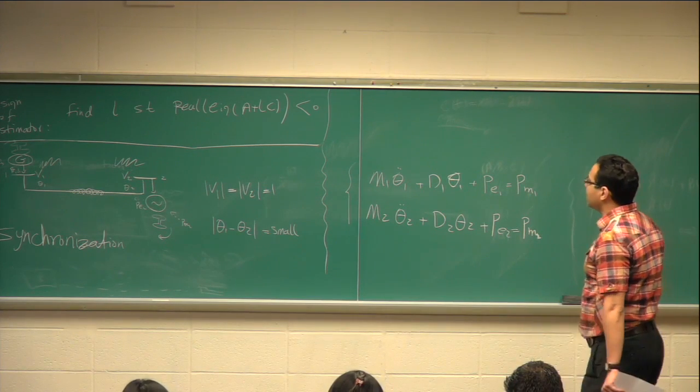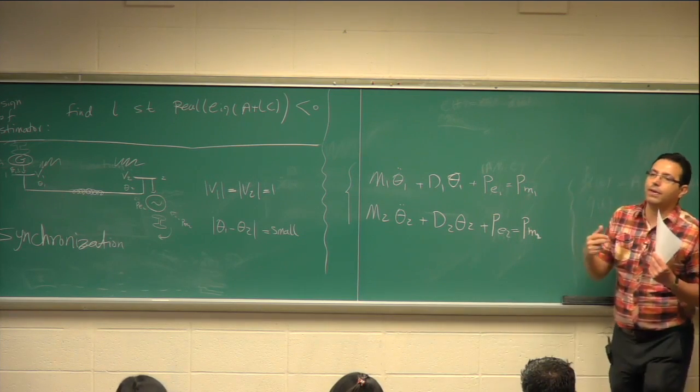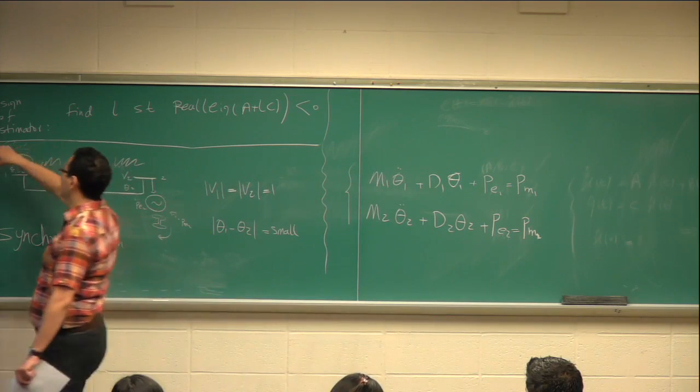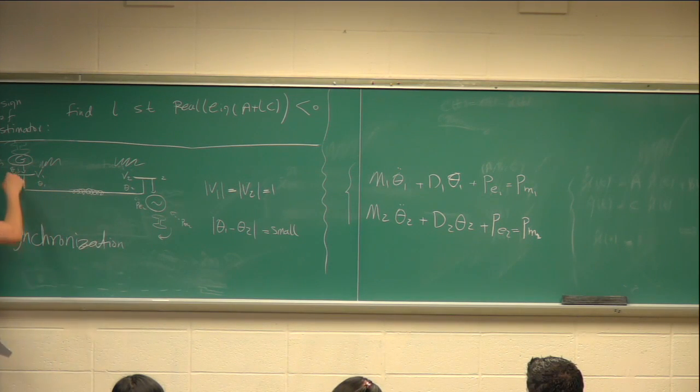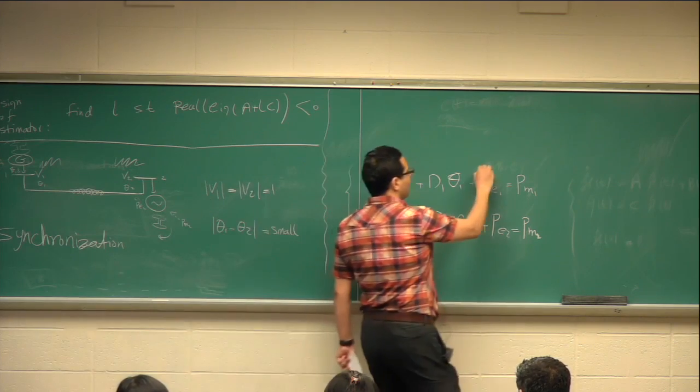The first thing that you have to notice is that P mechanical is something that you have control over. You burn fuel here to get P mechanical. You can control it. But what is P electrical? How can you calculate P electrical for a system like this? Any idea? So P electrical is the power going through the line.